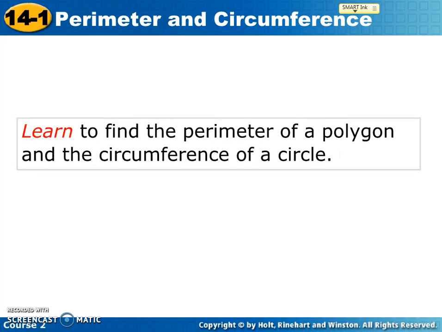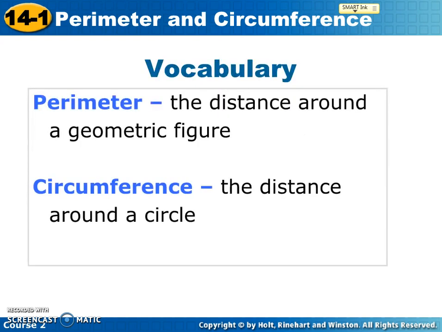So our objective today, which again you don't need to write down, but we just need to know what it is, we're going to find the perimeter of a polygon and find the circumference of a circle. Alright, so to be able to find those things we have to know some vocabulary words. Again, you don't need to write this down, just take a look with me here.